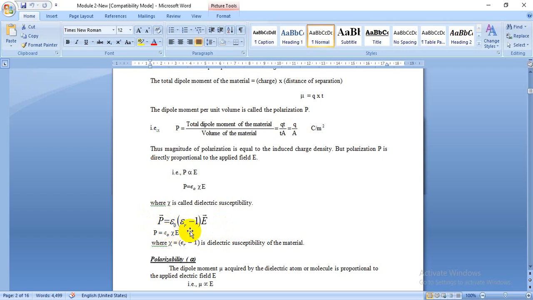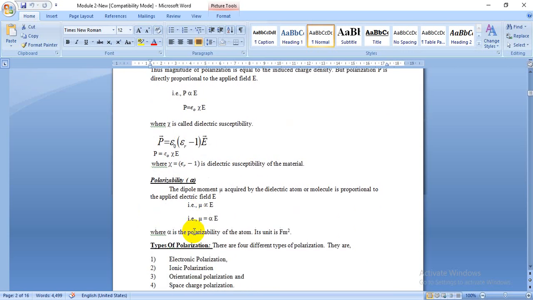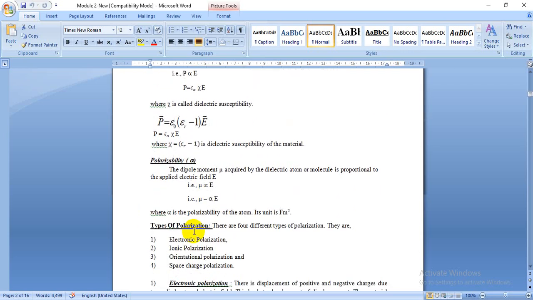In the numerical point of view, we will use this formula whenever it is required. Is it clear? Now you come to polarizability. So what is polarizability? Whenever you see the word susceptibility or polarizability, it looks like a constant only. Here also the polarizability is denoted by the letter alpha.